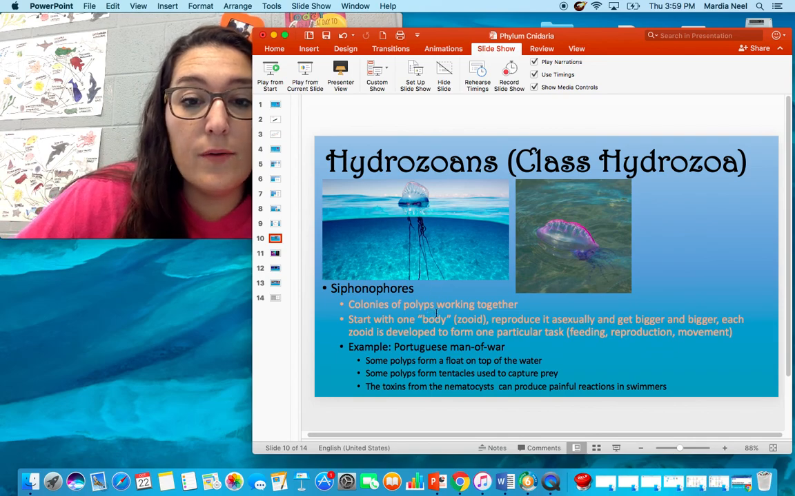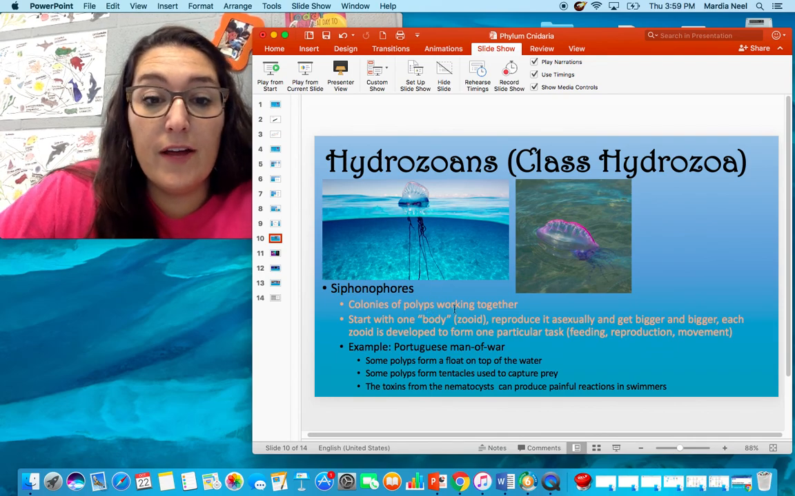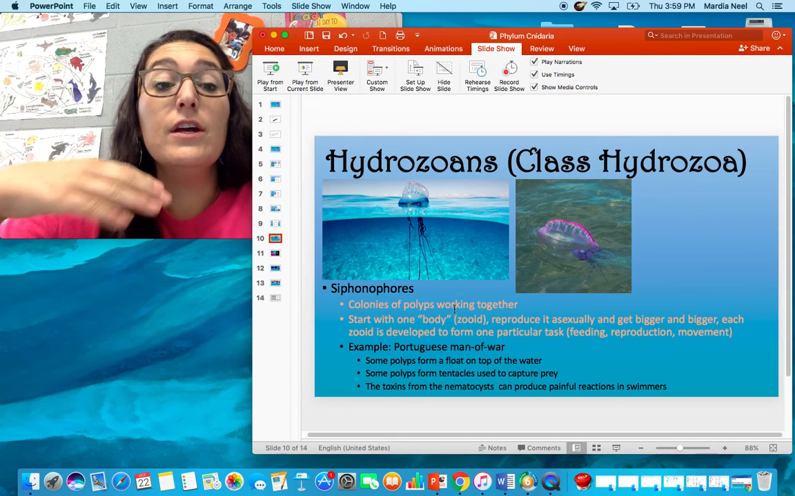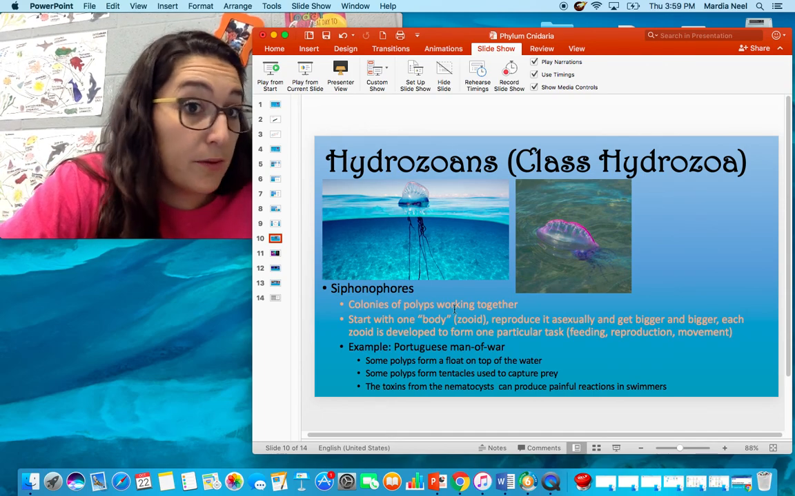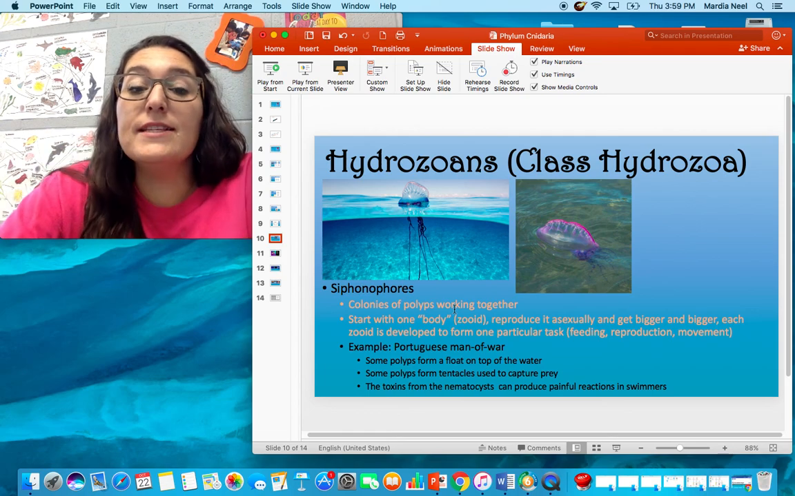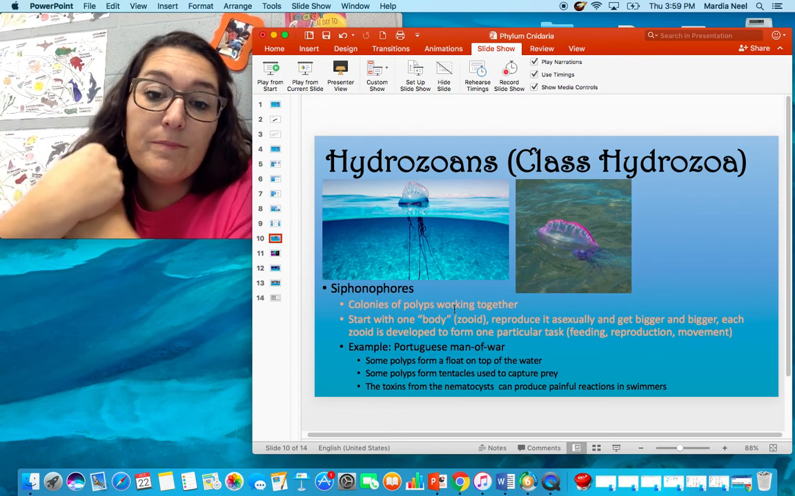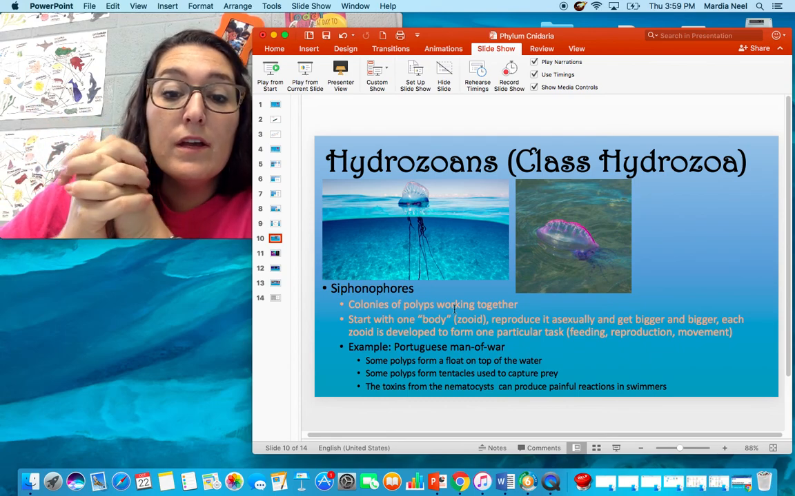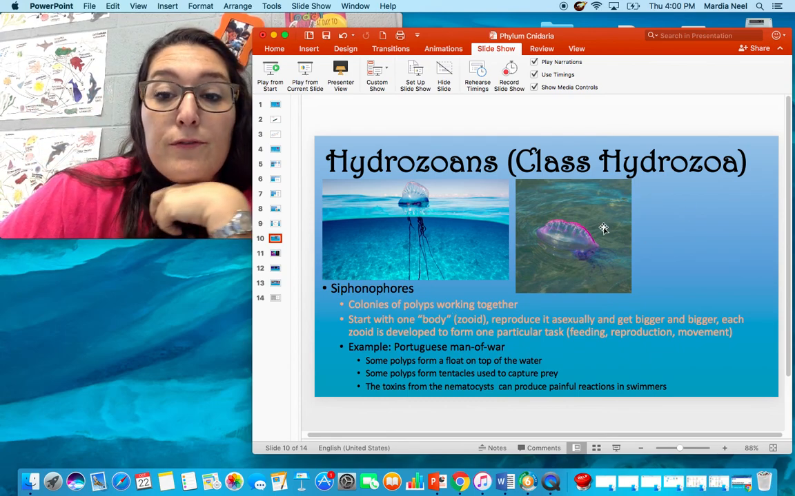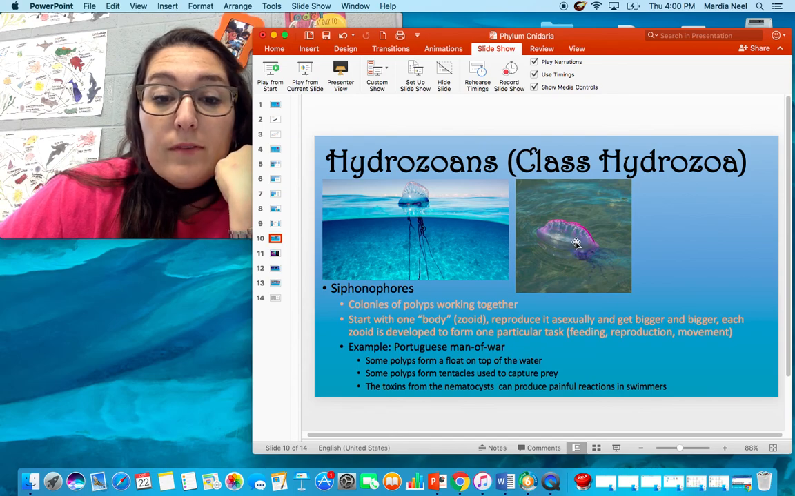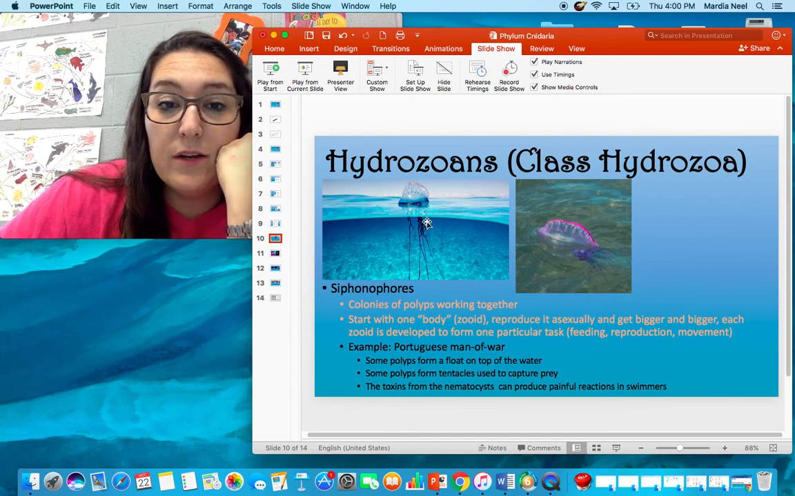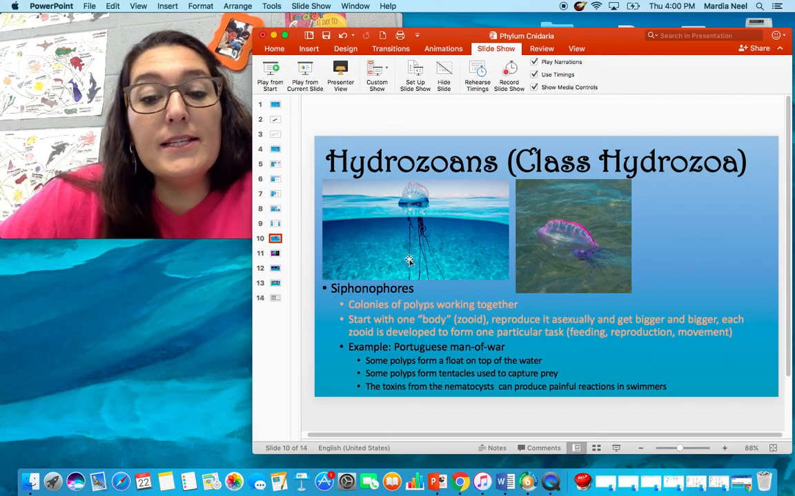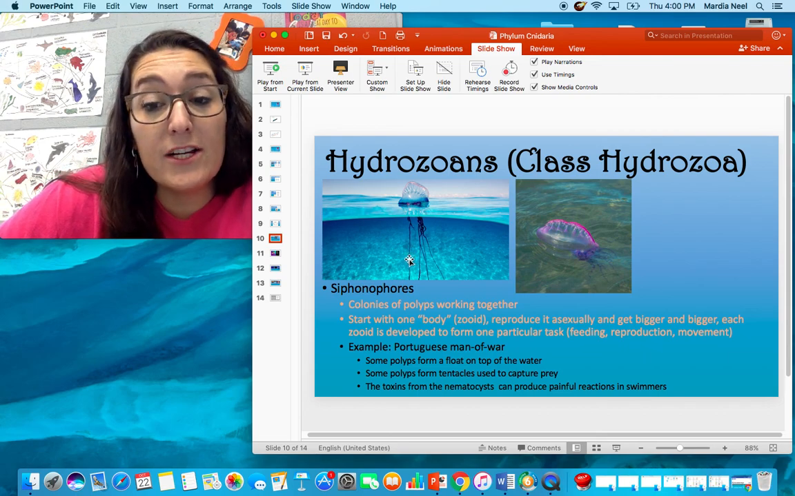There's also a type of hydrozoa called a siphonophore. And this is a colony of polyps working together. So I showed you a picture of a hydra that was freshwater. These are marine hydrozoans, and a great example of them is a Portuguese man-of-war. So some of the polyps work together to form a float on the top of the water. Some of the polyps form these tentacles that are used to capture the prey. And the toxins from the nematocysts in these guys can produce painful reactions in swimmers.